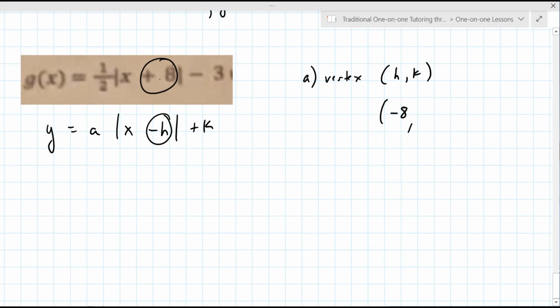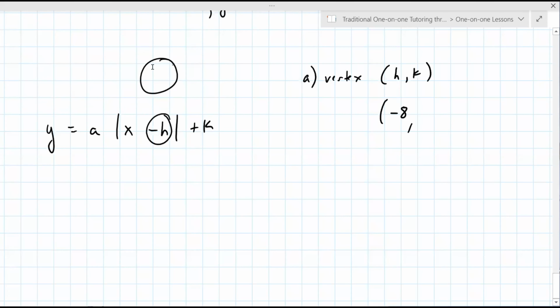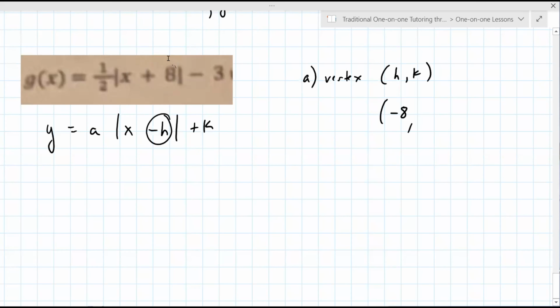But then the absolute value, wouldn't that make it positive? We're just talking about the vertex. We're not evaluating it or putting in a number. We're just trying to figure out what h is. The way most students remember it is it's the opposite of whatever's in here. If it's +8, it's -8. If it's -8, it's +8. And then k is the other number. K is -3. So then that's the vertex.